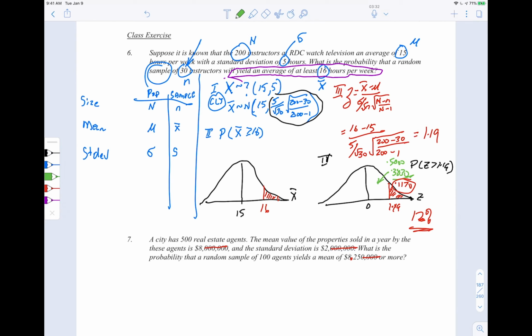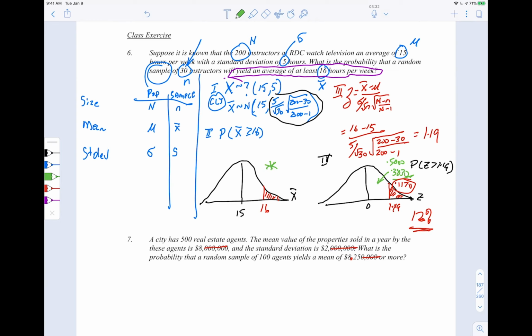So a sample, a little n of 30, will yield an x bar of at least 16, so 16 or more. I've drawn a picture down here. You can see where I've got 15 in the middle, and I'm looking for 16 up, on the distribution of x bars, the sample means.